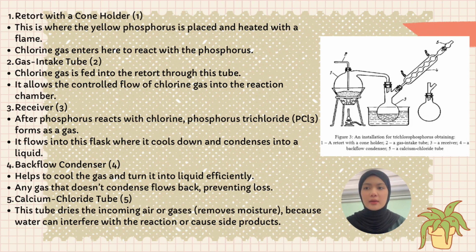Next, the backflow condenser. It helps to cool the gas and turn it into liquid efficiently. Any gas that doesn't condense flows back, which prevents loss. Lastly, the calcium chloride tube. This tube dries the incoming air or gases to remove moisture, because water can interfere with the reaction or cause side products.